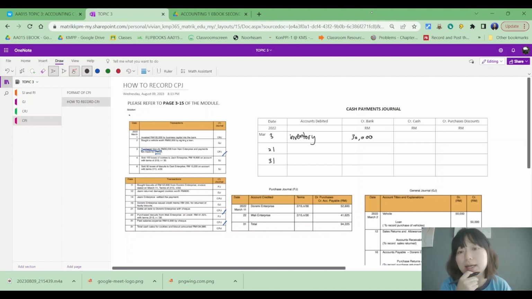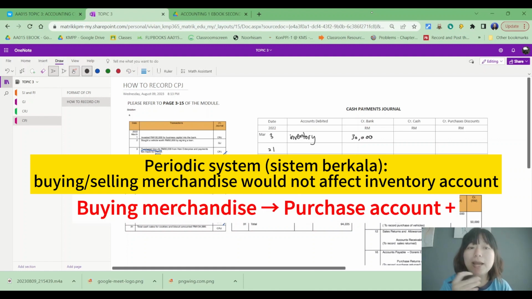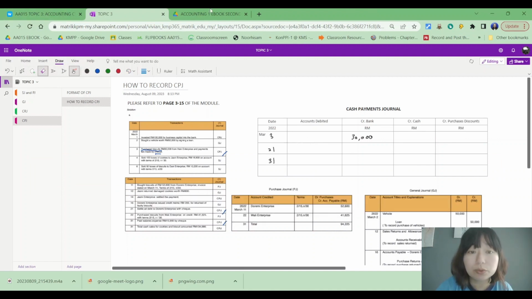So kalau sistem berkala, kalau you membeli merchandise lah, kalau you membeli barang niaga, so in fact dia akan masuk dekat purchase. Okay, kita tak akan kaitkan dengan inventory. Kita tak debit creditkan inventory untuk sistem berkala ni. Therefore jawapan yang sesuai adalah purchase. Because what happened here is that you are buying merchandise. Apabila you membeli merchandise, then it is belian in the end. Okay, purchases. So that's the answer.